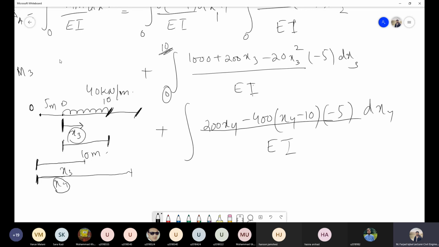But x4 is valid only for this particular section from 15 to 20. For example, if I substitute x4 as 0 or x4 as, let's say, 2 meter, that will be this distance from here to here. That will be 2 meter, right? But this x4 is not valid for this 2 meter. This x4 is valid for this particular distance. Does it make sense? Yes.